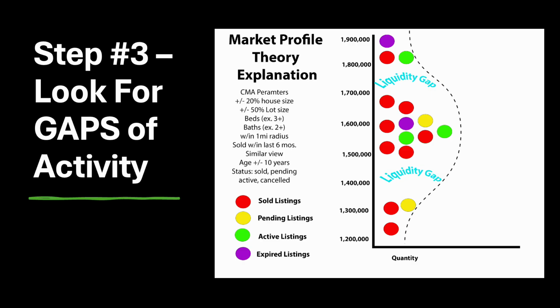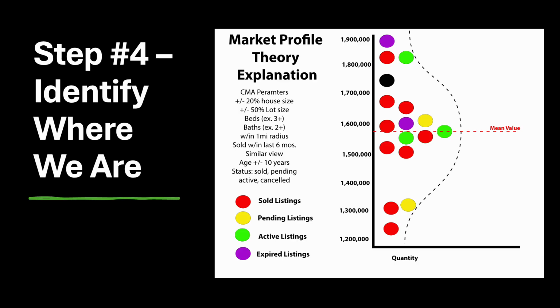Let's take a look at what happens if you find yourself later on doing a market profile theory and finding out that you're in one of these income liquidity gaps. So let's just say that you run a market profile theory and then you find that the price that you have the property at is in one of those areas where you have limited or no liquidity in your marketplace. And you've priced the property a little bit towards the higher side of the marketplace. You're in a liquidity gap. You're in a place where there just hasn't been a ton of sales.